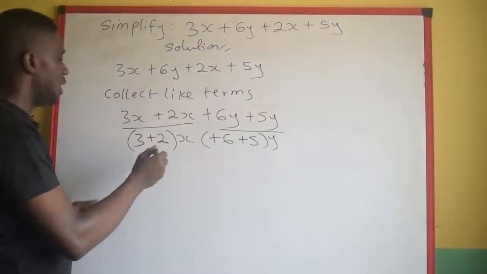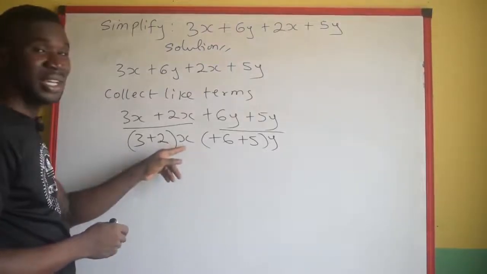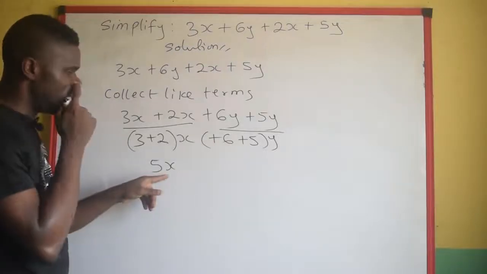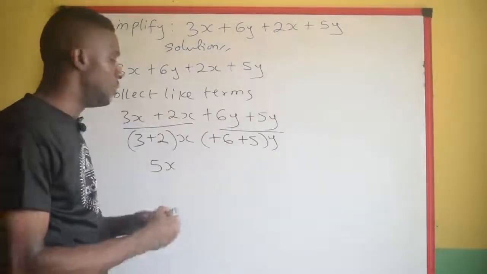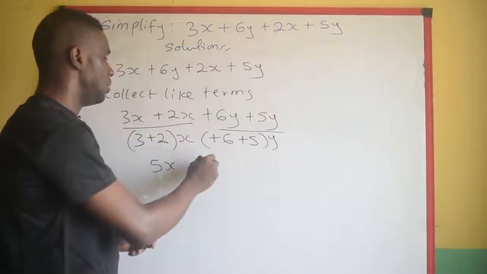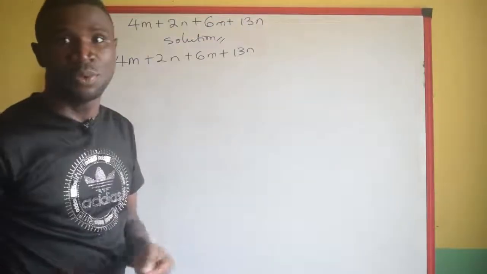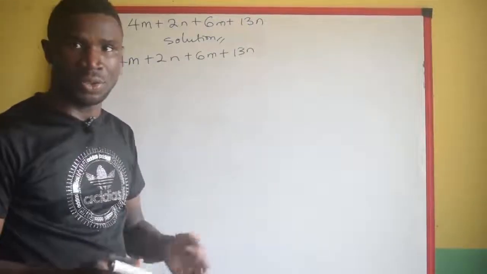Then we'll have 3 plus 2. 3 plus 2 is 5. After writing 5, you ask yourself, what gave you this 5? It is x. You return your x. Then we'll have plus 6 plus 5. Plus 6 plus 5 will give you plus 11. We'll write plus 11. What gave you plus 11? y. So obviously this is the answer. So this is another example. We just brought down the given question after writing solution.